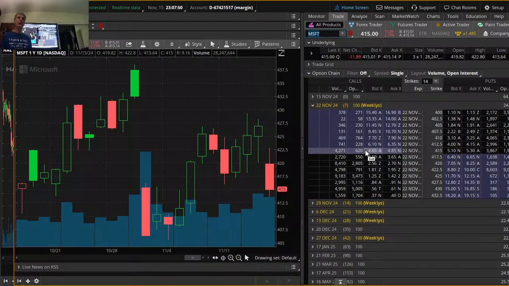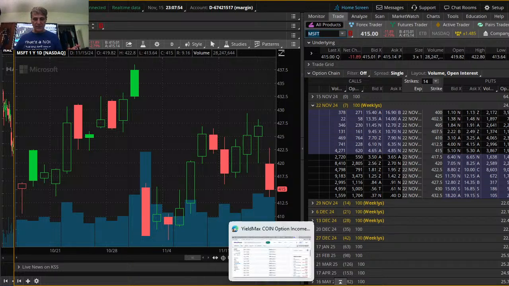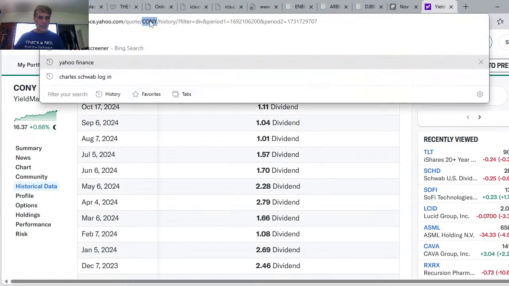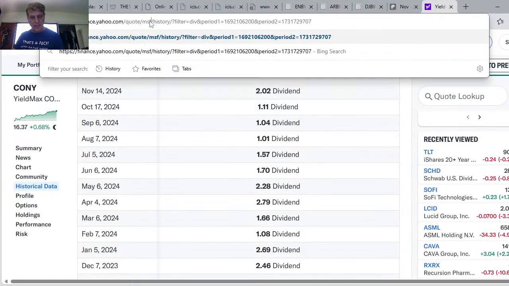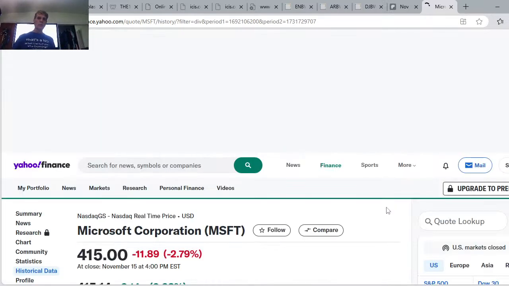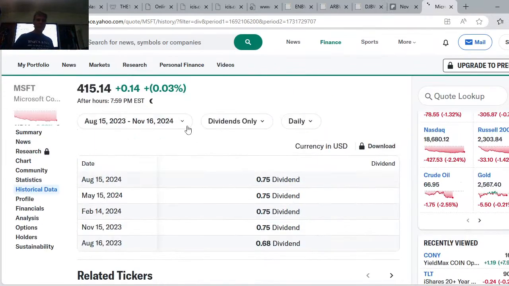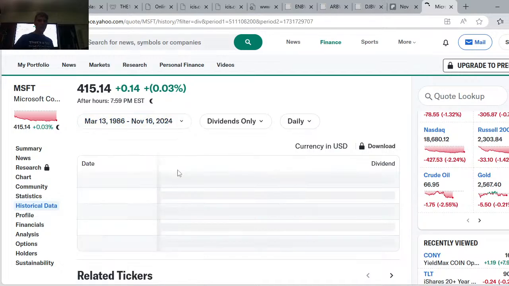So is it a good company? Well, of course, Microsoft has been around a long time. Let's take a look at this. Okay, let's take a look at the dividends for Microsoft, MSFT. We're only going to go back just a few years. I'm not going to do the whole thing because Microsoft goes all the way back.